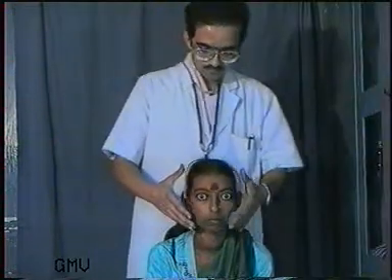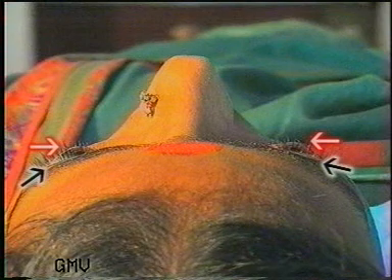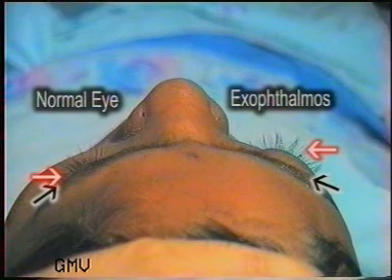Now to note the amount or degree of exophthalmos, examine the eyes by Naffziger's method. Stand behind the patient, tilt the head of the patient backwards to observe the eyes in supraorbital plane. The actual protrusion of the eyeballs beyond the supraorbital ridges can be appreciated in this position. Normally, the eyes do not project beyond the supraorbital ridges.